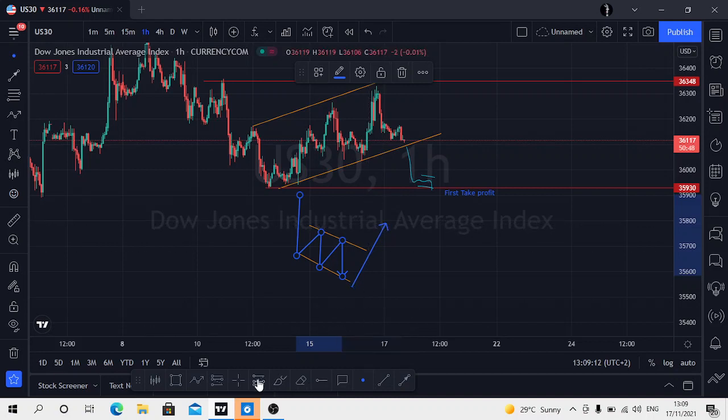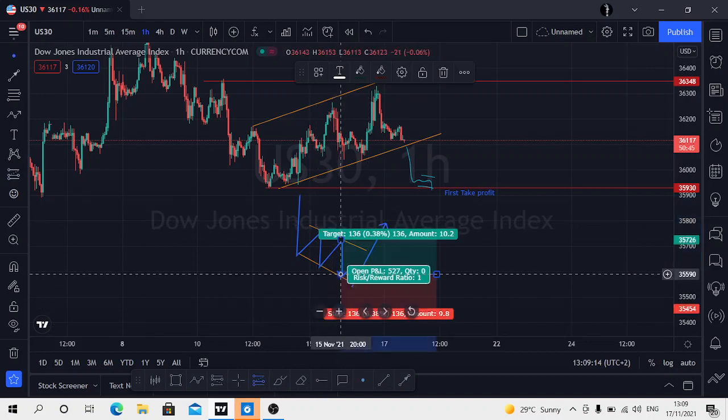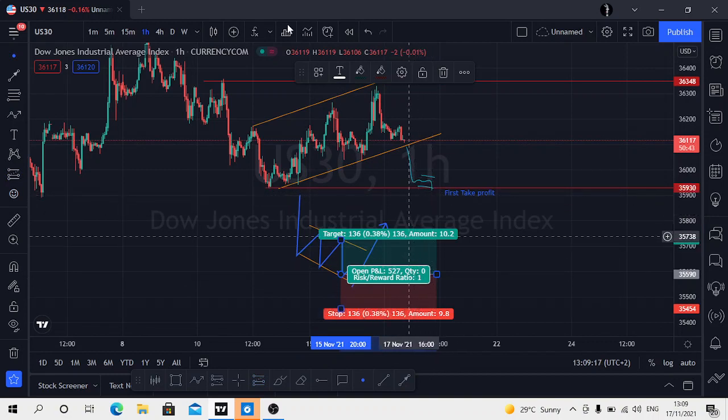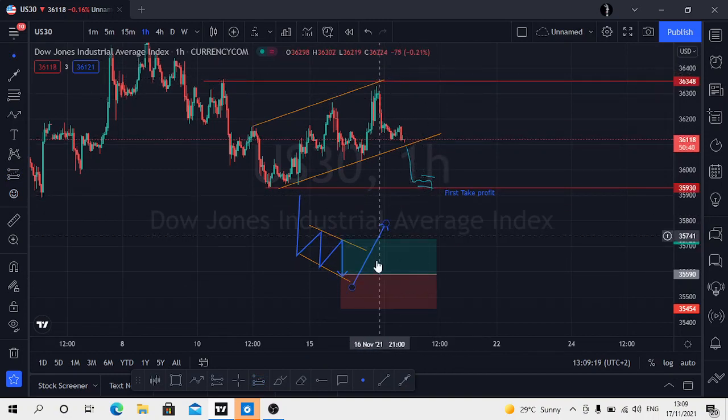So the third touch is very probable, guys. Third touch is very, very probable. It is what's going to happen at this point, what we are expecting to happen at that particular point.